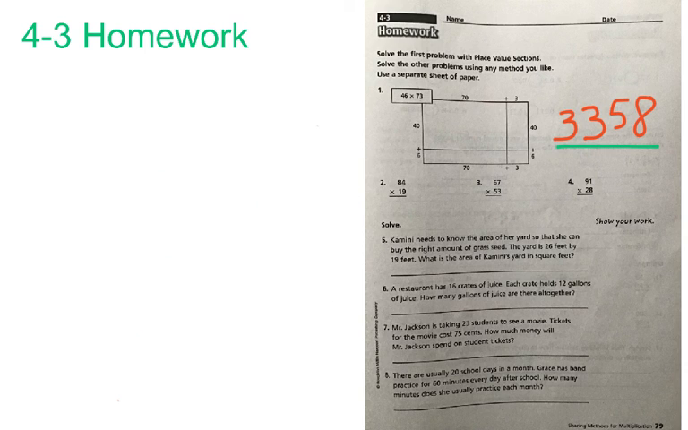2, 3, and 4 are just 2-digit by 2-digit multiplication. And we will go ahead and do number 2 together. What we have written for number 2 is 84, and we're multiplying that by 19.